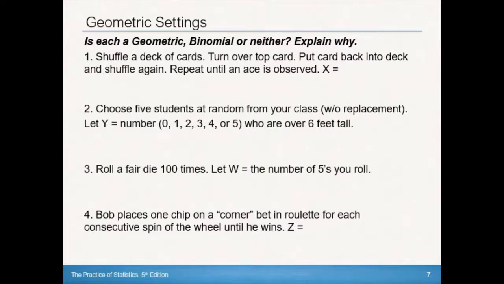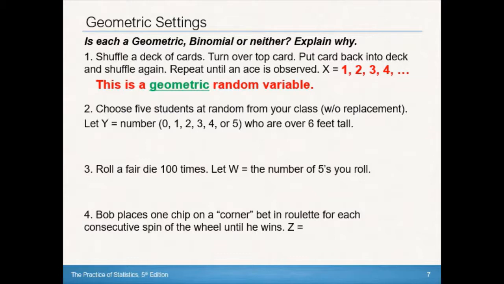So let's look at some examples. Number 1, shuffle a deck of cards, turn over the top card, put the card back in the deck, and shuffle again. Repeat until an ace is observed. This is similar to the example we did with binomials. Is this one geometric? And sure enough, yes, it is. The possible values are 1, 2, 3, 4, so we don't know how many it will take, and we can't list all of the possible values. We still think of this as discrete, even though technically we can't list all of the values. It's not continuous. You can't have a fraction. It's got to be an integer. All right, so this is a geometric random variable.